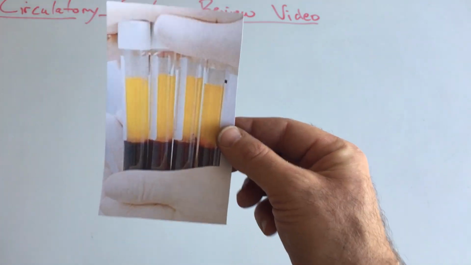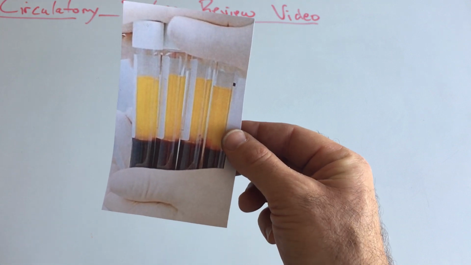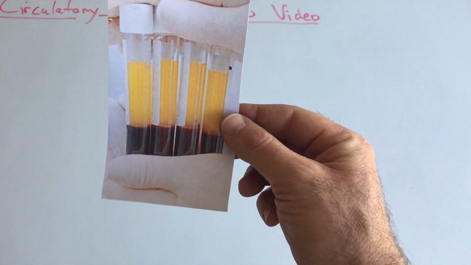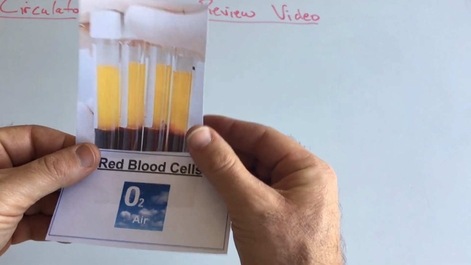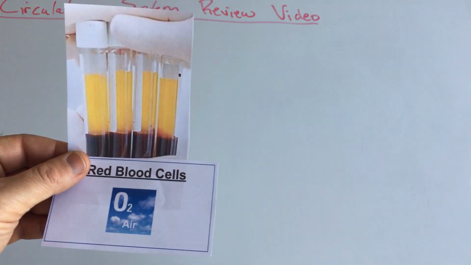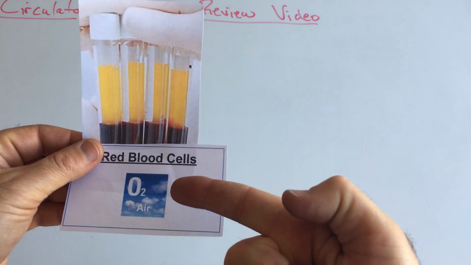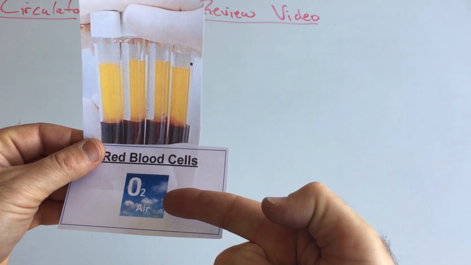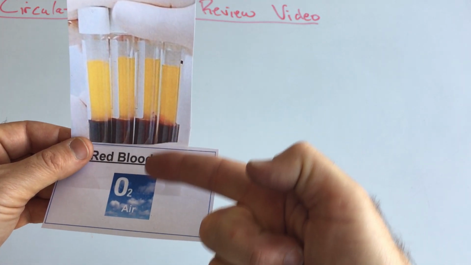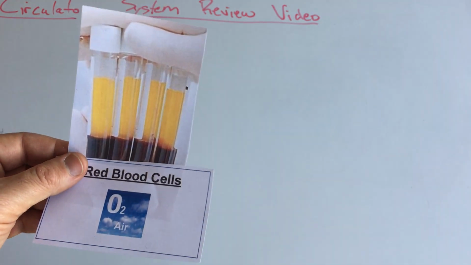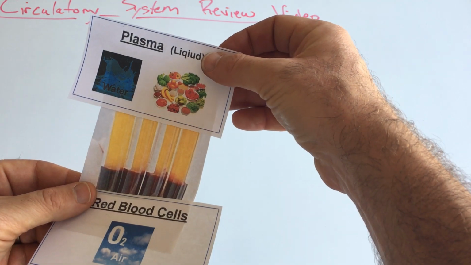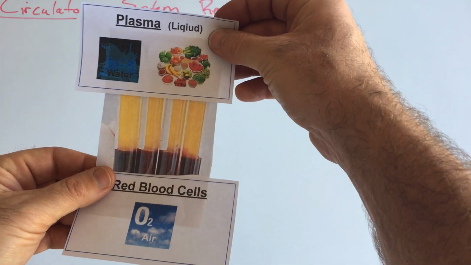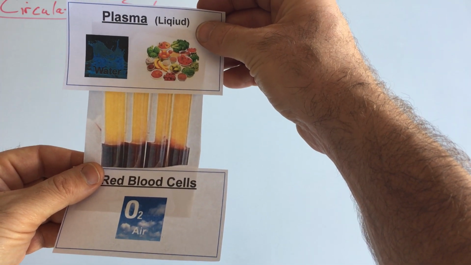We are going to talk about the 4 different parts, and we're going to go from bottom to top to middle. At the bottom is simply red blood cells. That's 45% of your blood is red blood cells. And what do they do? They carry air. That's all they do. They just carry air. And then the top, the liquid portion, is all the water and all the nutrients.